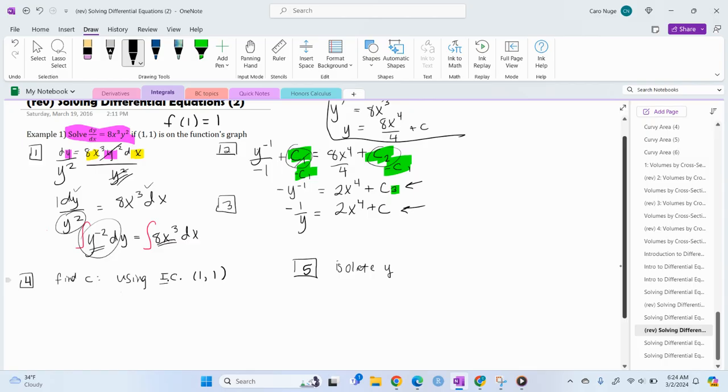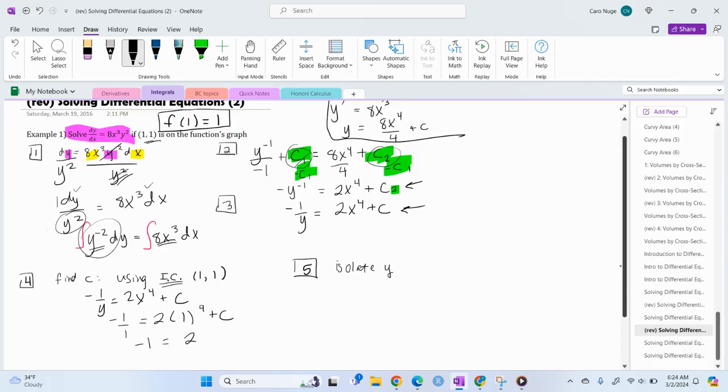This is where I'm going to find my initial condition, given that my curve goes through 1, 1. Saying that I go through the curve 1, 1 is the same as saying the function at 1 equals 1. Okay, so let's take this here. And again, this is step 4 where I'm finding my initial condition. Anyway, that'd be negative 1 over 1 equals 2 times 1 to the 4th plus c.